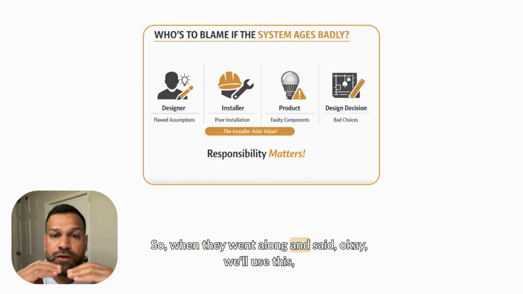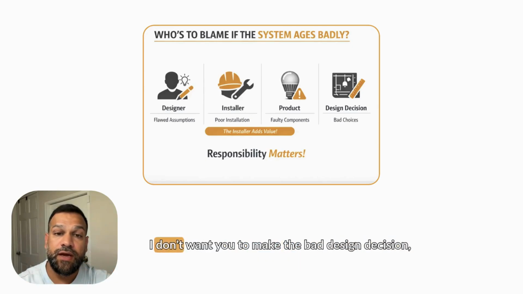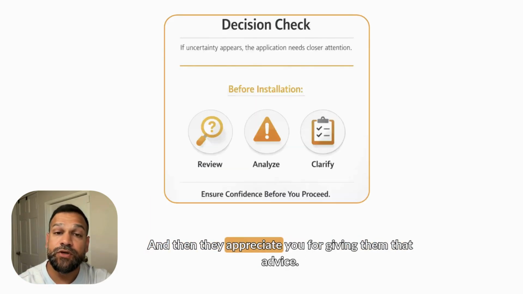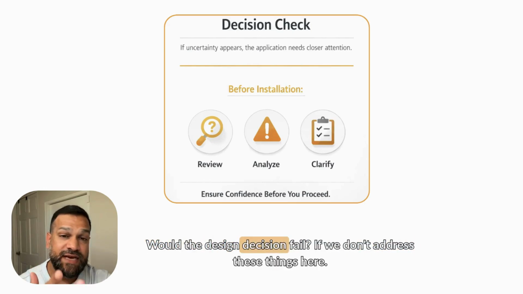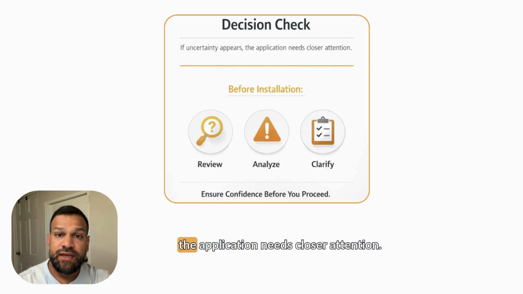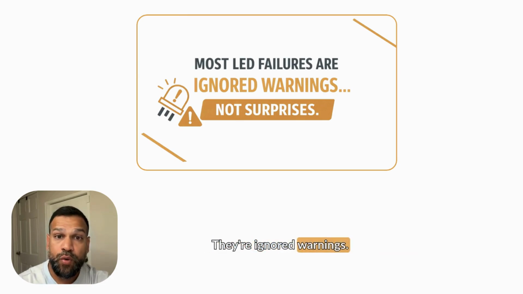So when they went along and said, okay, we'll use this, you have the experience to come in and say, you know what, I don't want you to make a bad design decision, but in my experience, this and this and this could happen. And then they appreciate you for giving them that advice. So would the product fail? Would the installation fail? Would the design decision fail if we don't address these things here? If any of these answers raises uncertainty, the application needs closer attention. Most LED failures aren't surprises, they're ignored warnings.